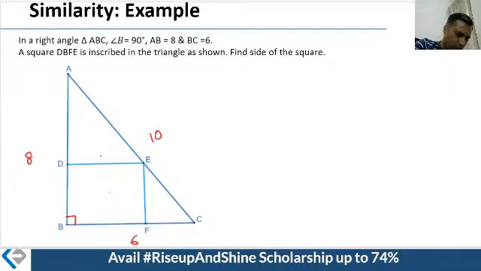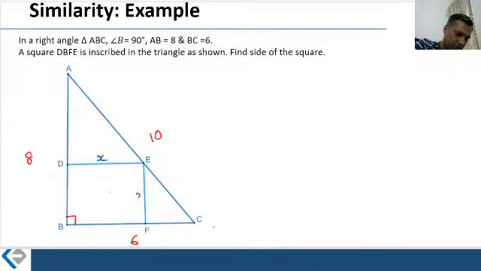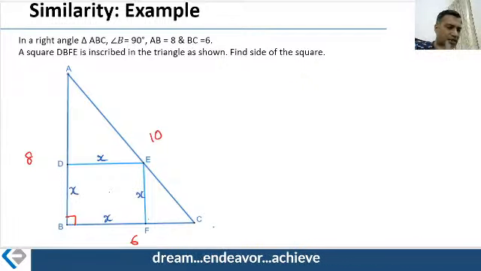Let me call the side of the square as x units. Therefore, this is also x units. This is also x units. So wherever you find it, you can write that that's nothing but x units. Good. So what is it that I need to find here?